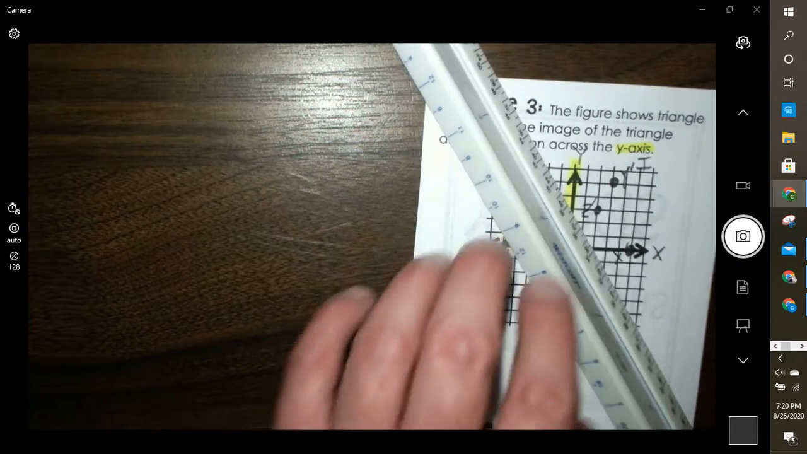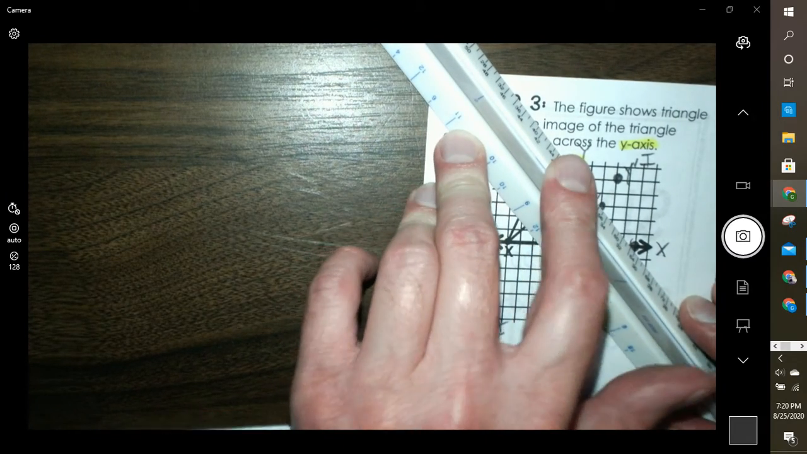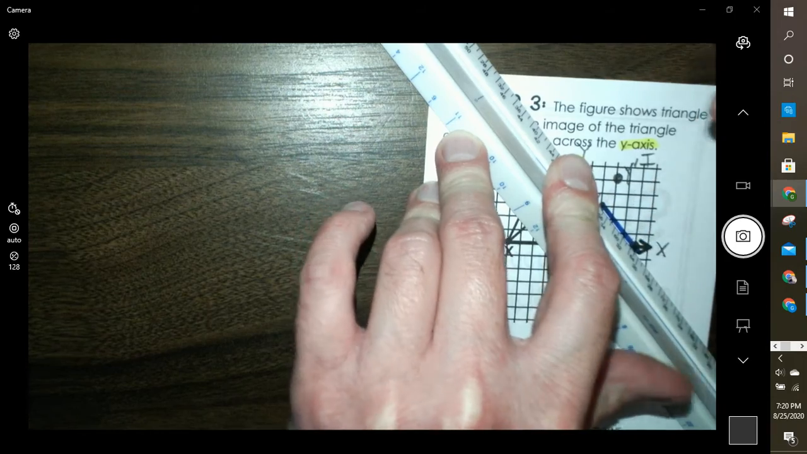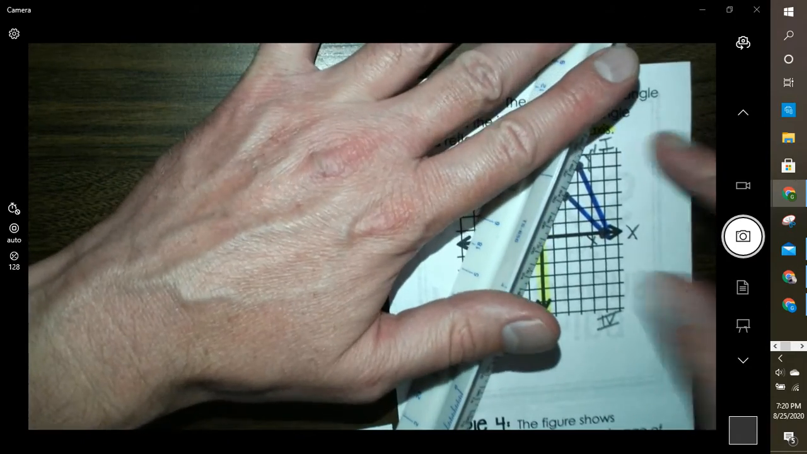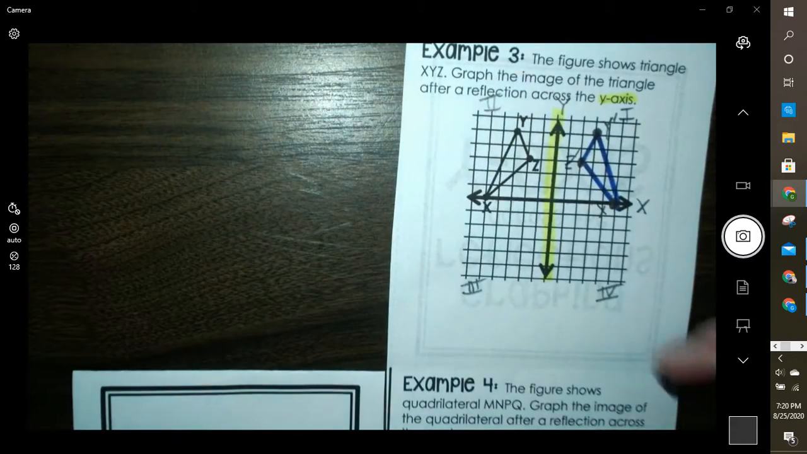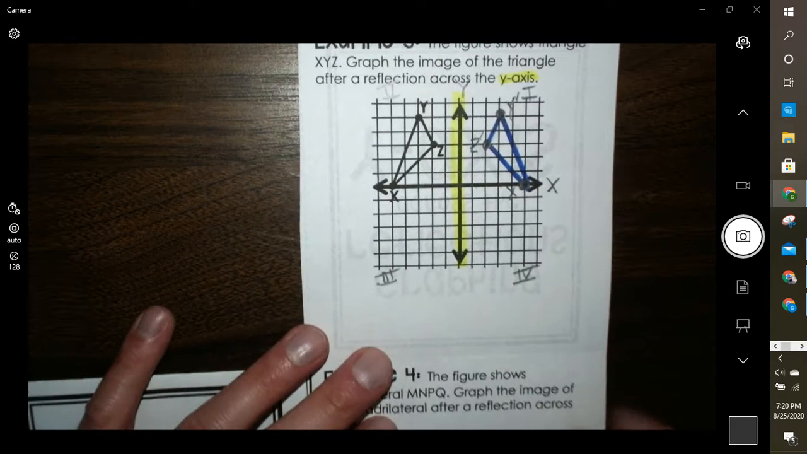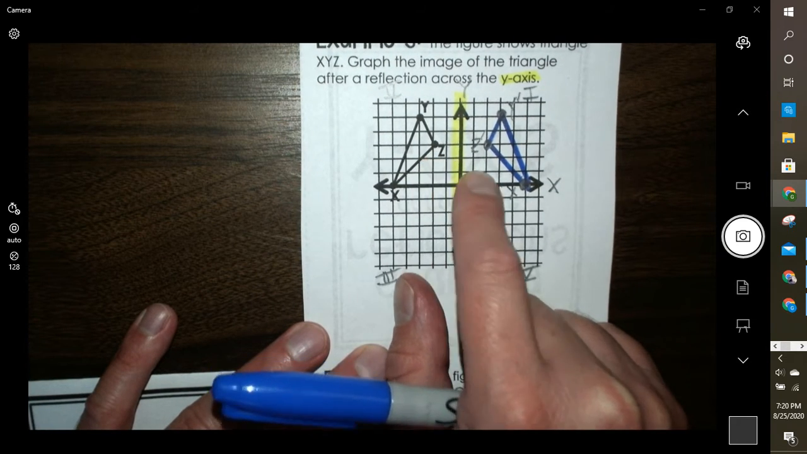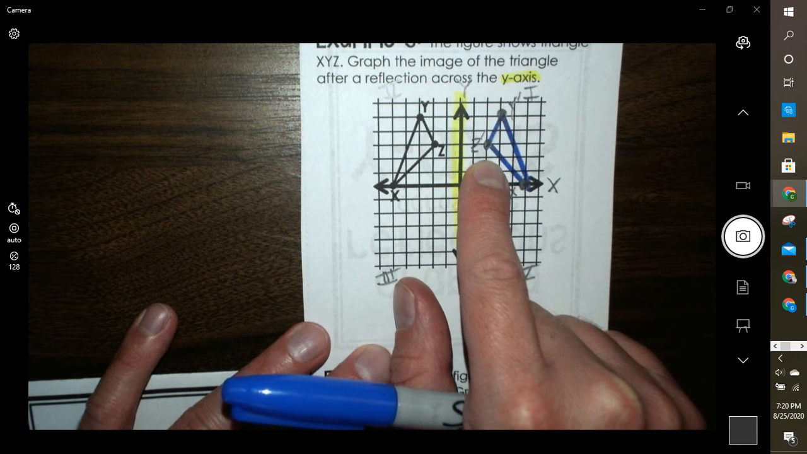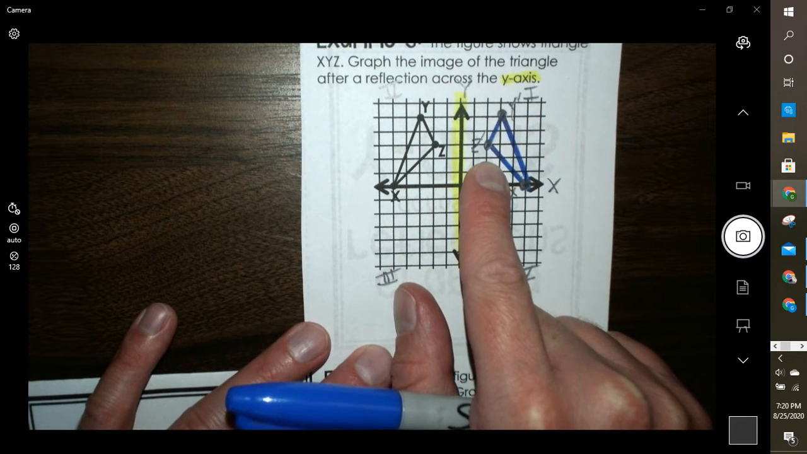So I'm going to go ahead and connect these dots. And let's compare and contrast our original image to the prime image. Connect those dots as well. If you don't have a straight edge, just make it as straight as you can. So checking this one out, notice that Z is on the right side, and when I reflect it over, Z prime is now on the left side.